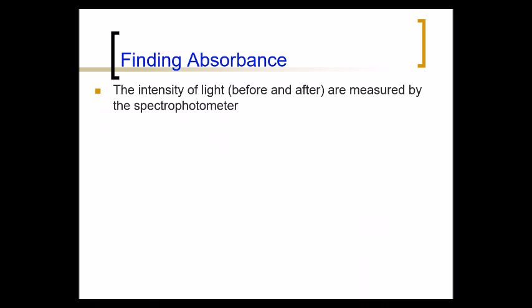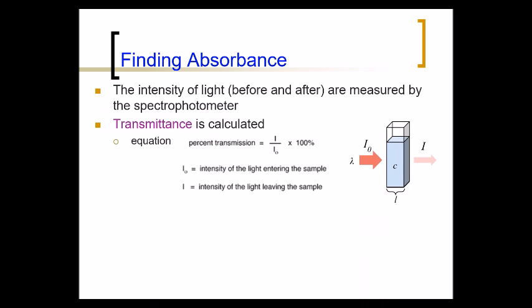All right, so the intensity of light before and after are measured using the spectrophotometer. But like I told you, transmittance can be calculated if you get the measurements separately. The initial intensity over the intensity of light that comes out the other side, that's less, you can get your percent transmission. From the percent transmission, you can calculate the absorbance. It's the negative log of the transmittance, and that's how it's calculated.